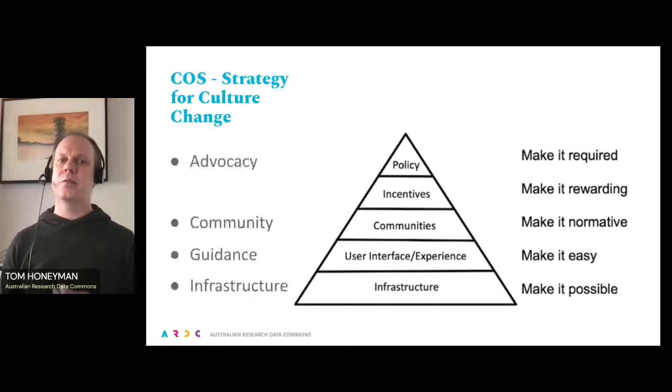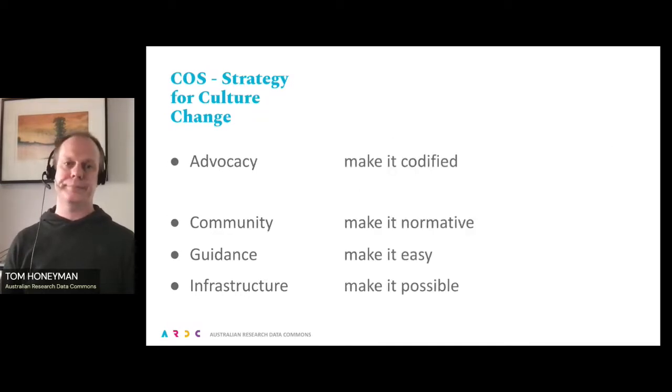I use an abbreviated form of this model. Advocacy maps to policy and incentives, and guidance maps to user interface or experience. So I have these 4 areas of advocacy, community, guidance, and infrastructure. For each of the high-level aims of the agenda to see, shape, and sustain research software, we now further consider what we need to make it possible, to make it easy, to make it normal, and codified to fulfill the aims to see, shape, and sustain research software.